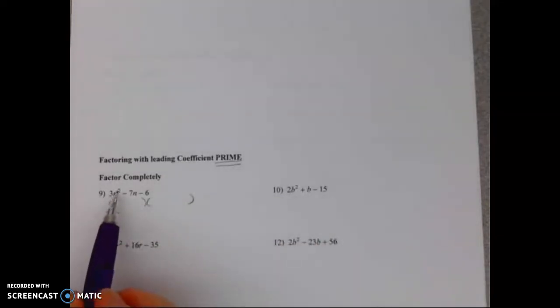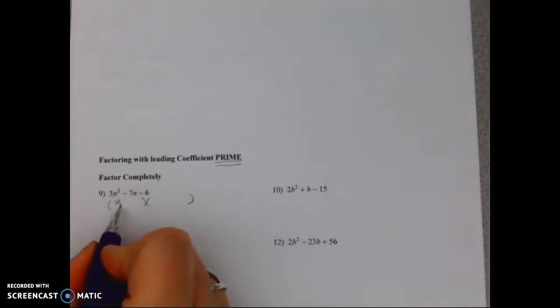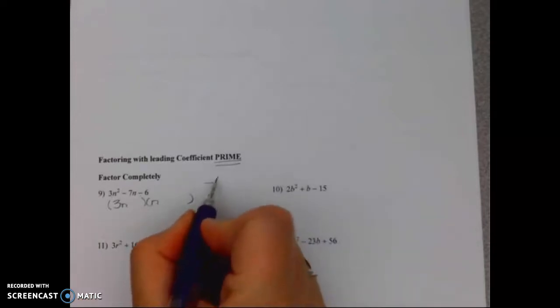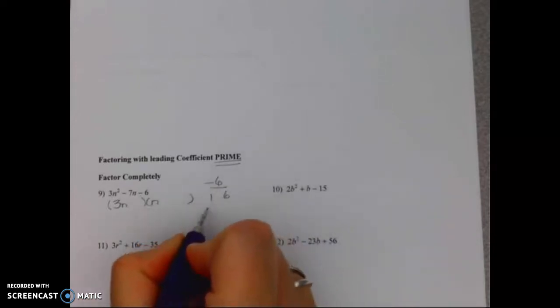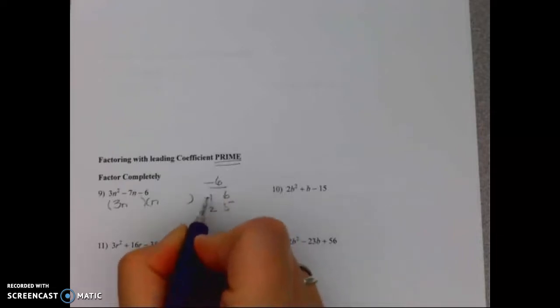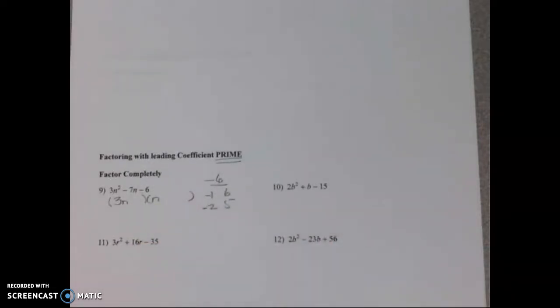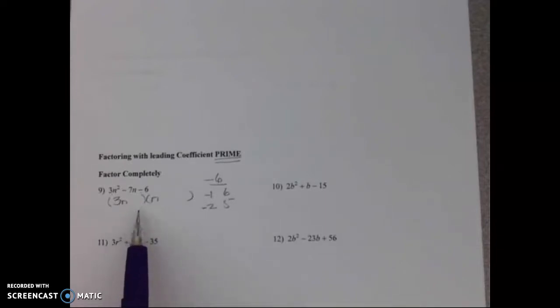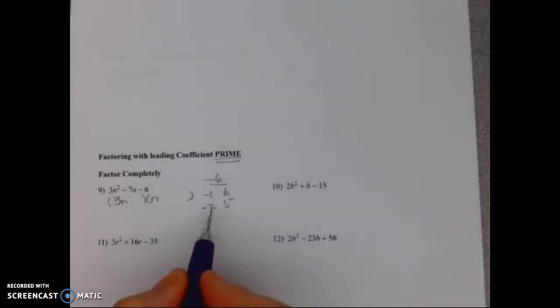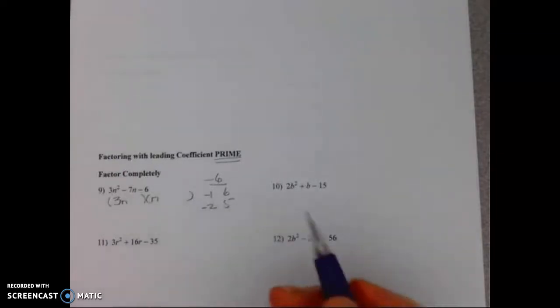So it's 3n squared factors into 3n times n. Factors of -6 are 1 and 6, 2 and 5. If it's -6, it needs to look like this, so that one of them is negative and one of them is positive. So here's the story with this. You can't check it here because we need to substitute it in and check your outside and inside multiplication. So let's try 1 and 6.